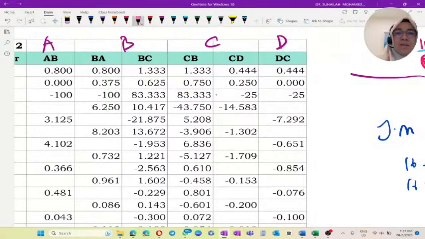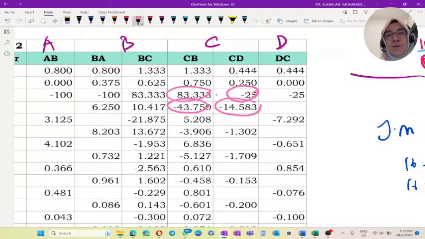Okay, it is negative 43.75 and 14, negative 14.583, plus this 25, plus negative 25, plus 83.33, total we get 0. This represents MC equal to 0 for joint equilibrium. Okay, so that is how we get distribution.